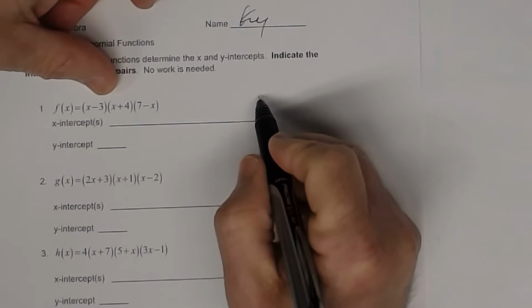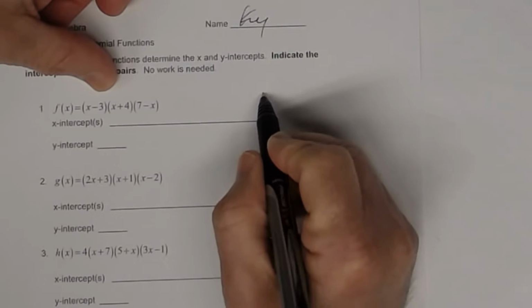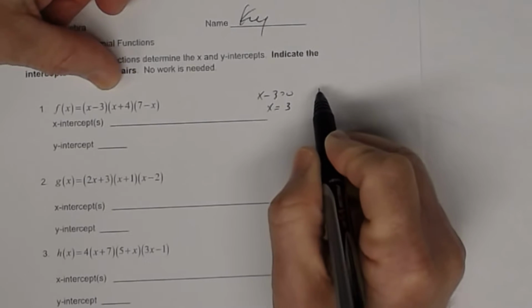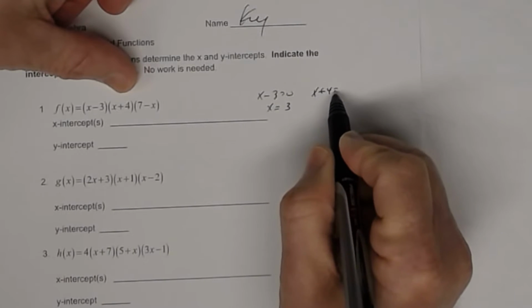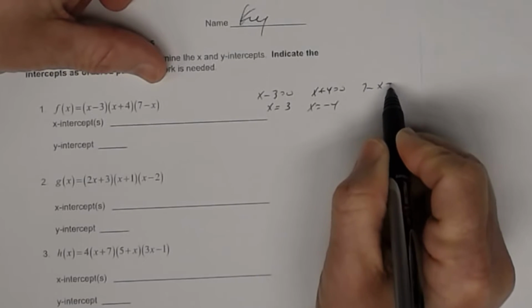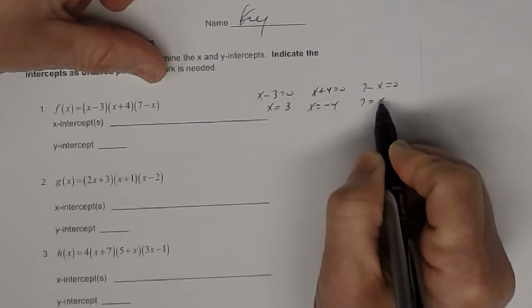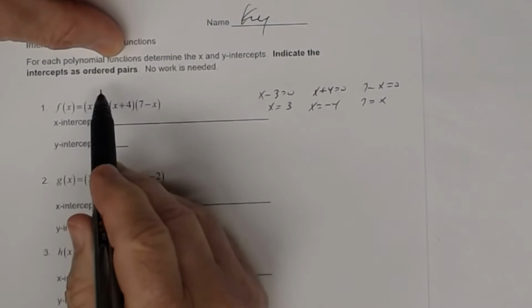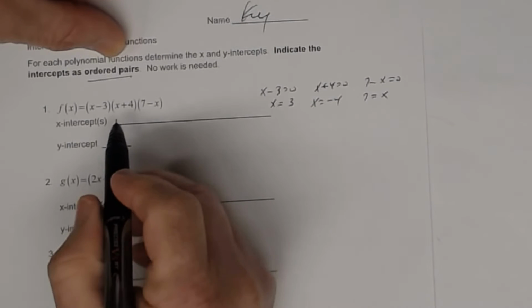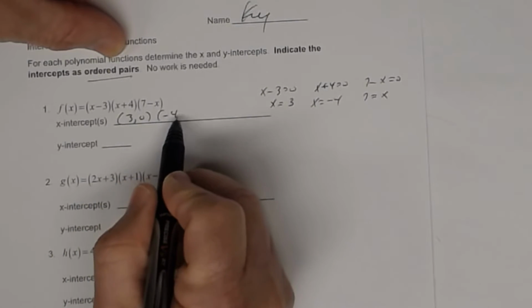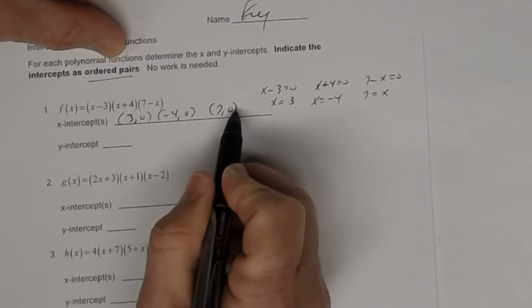So if you look at number 1, we're going to say x minus 3 equals 0. So we have one of our x-intercepts to be 3. We have x plus 4 equals 0. The other x-intercept's negative 4. And then 7 minus x equals 0. So that means 7 equals x. So there's the other x-intercept. They did want you to write the x-intercepts as an ordered pair. So as an ordered pair, we have (3, 0), (-4, 0), and then (7, 0).